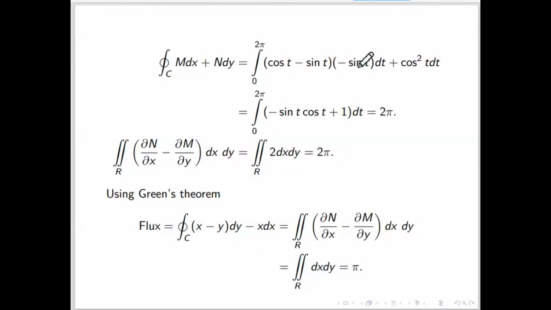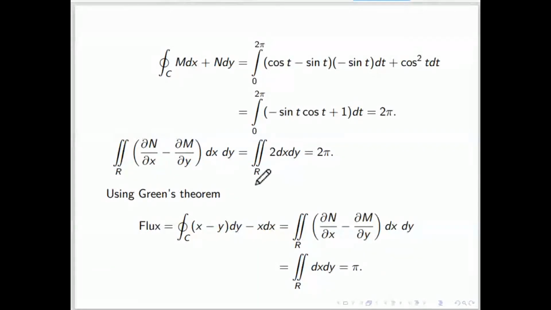Now you have to integrate this with respect to t. So the integration of minus sin t into cos t, you convert into sin 2t. Apply the limit, you will get 0. The integration of 1 from 0 to 2 pi will give 2 pi. So this line integral value becomes 2 pi. Now we'll do the right hand side. This one came 1, this one came minus 1. So it is 2 dx dy, and we have to calculate this.